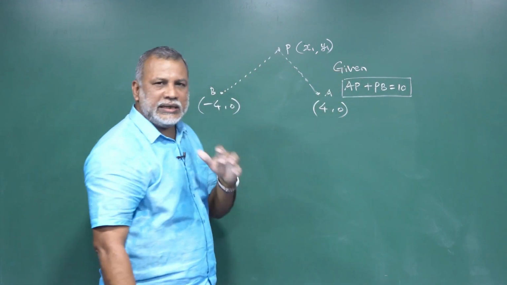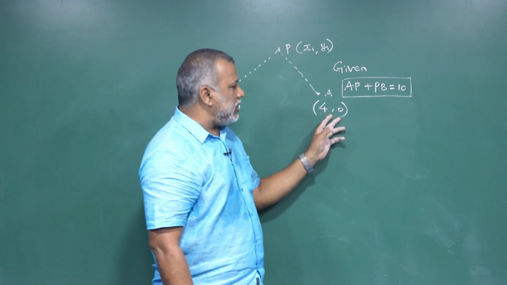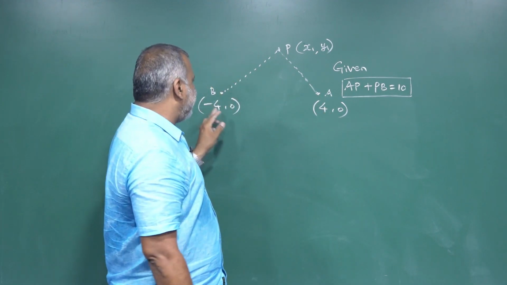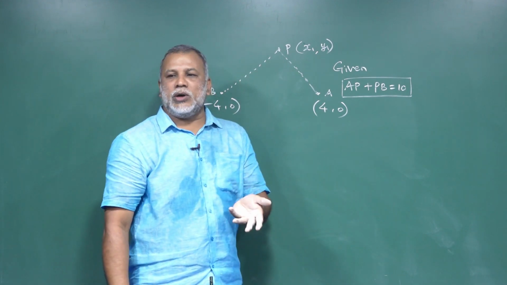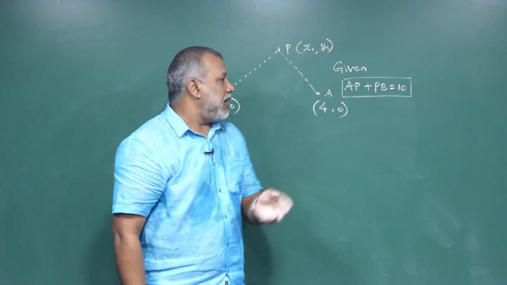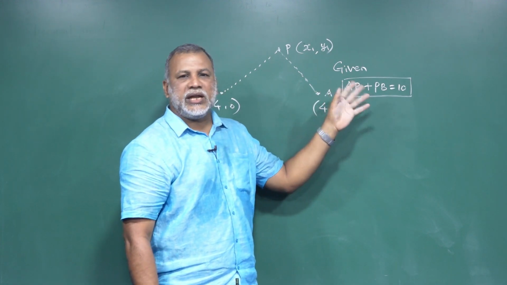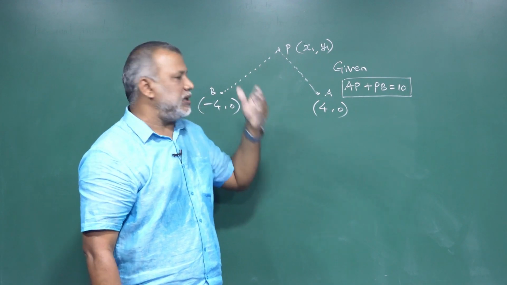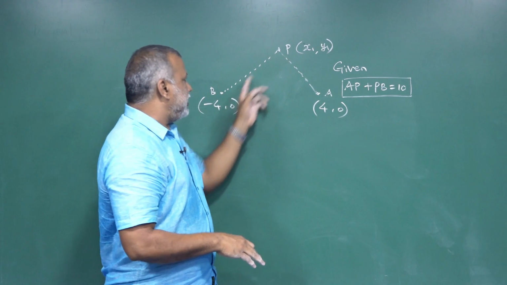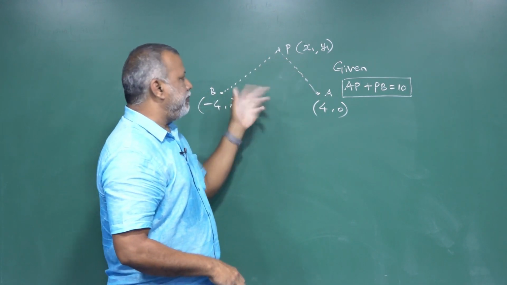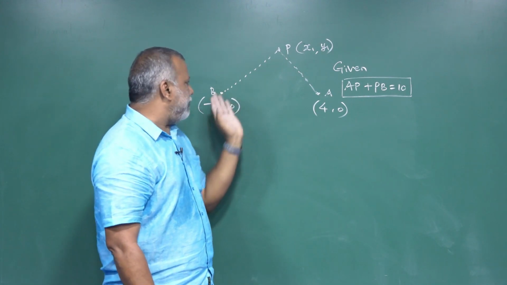So dear students, take down the logics. What are the logics here? A of 4 comma 0 is a given point. B of minus 4 comma 0 is another given point. P of x1 comma y1 we can select as the point. As per the condition, AP plus BP equal to 10 units. That is the logic given in your question. The sum of the distances AP and BP is equal to 10. So now listen. What is the meaning of AP from this?